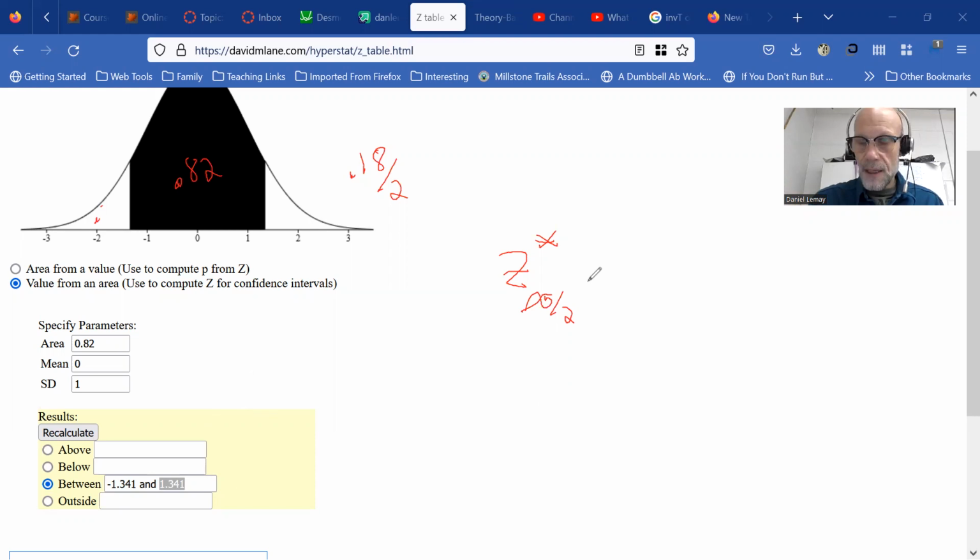Otherwise, use this. Okay. Now, what if it's a t-distribution? So with the t-distribution here, this is a nice clear screen. Let me write that here.